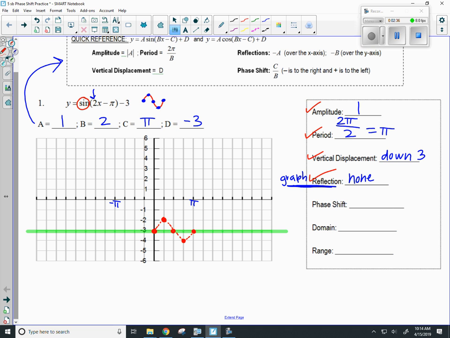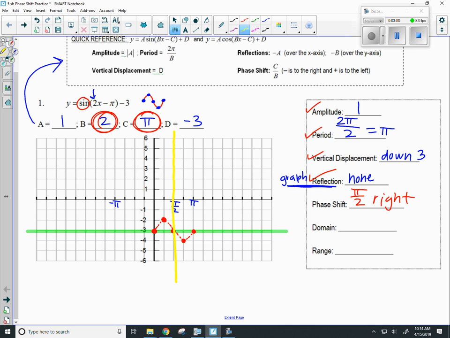All right, now we're going to move into the phase shift aspect of this. This is where you're going to take your C value and divide it by B. So the phase shift is pi over 2, and since it's minus in between that, it means we need to shift everything pi over 2 to the right. So it's helpful to figure out where pi over 2 is on your x-axis. If the 4th tick mark is pi, that means the 2nd tick mark would be pi over 2. That's going to be our new starting point.